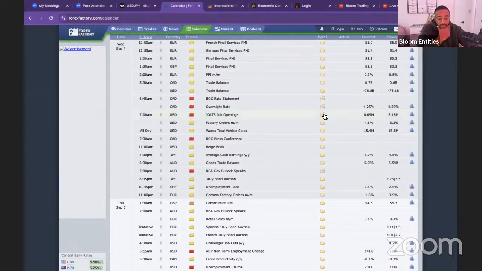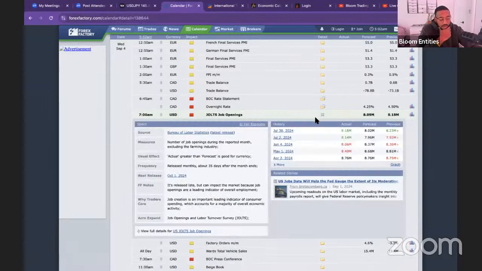Another red folder on Wednesday, JOLTS job openings. It reports the number of job openings during the last month. Actual versus forecast matters, and it can impact the market because job openings are a leading indicator of overall employment. This JOLTS job openings release tomorrow touches on the employment aspect of the economy. Why traders care: job creation is an important leading indicator of consumer spending. As Ray Dalio says, one person's spending is another person's income, which accounts for a majority of overall economic activity.